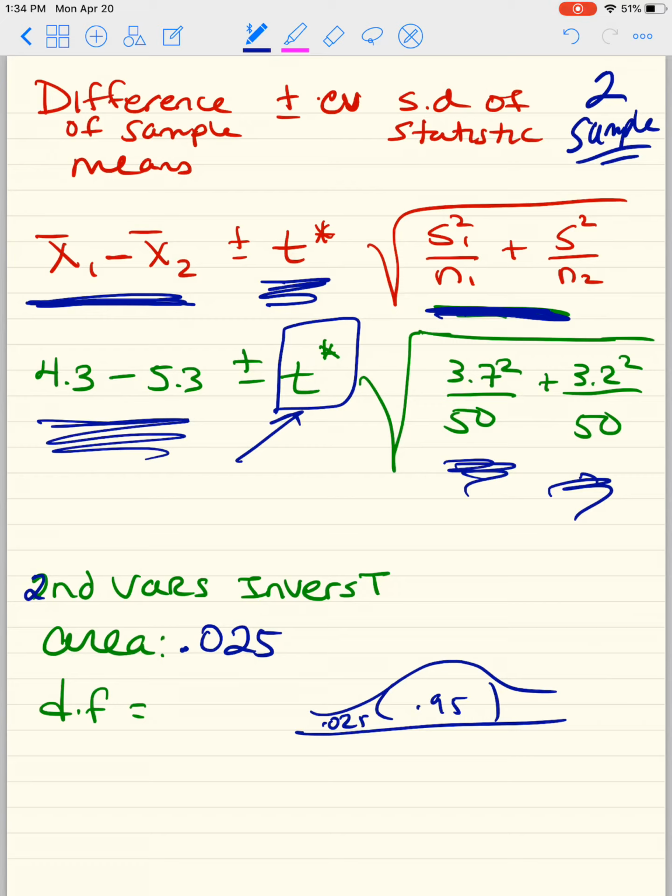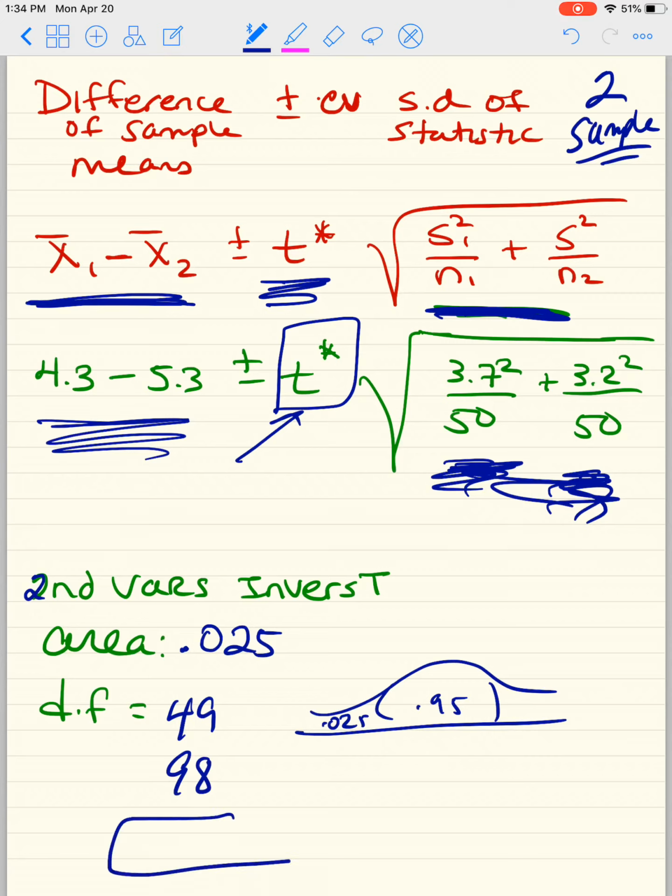You have 3 options for degrees of freedom. You could take the smaller of the 2 n's and do n minus 1. Since they're both the same, it doesn't matter. Or you can add both n's and minus 2, so 50 plus 50 minus 2. Or you could get the one from the calculator, which is the one that you should, since you're using the answer of the calculator. So let's get to the calculator part.